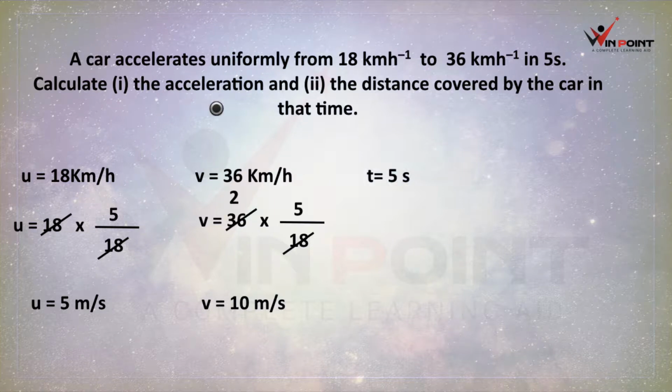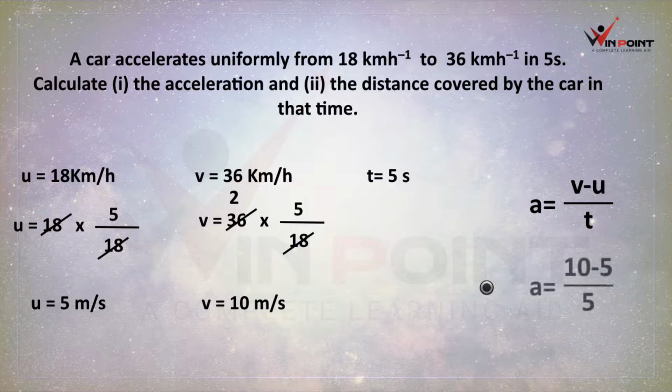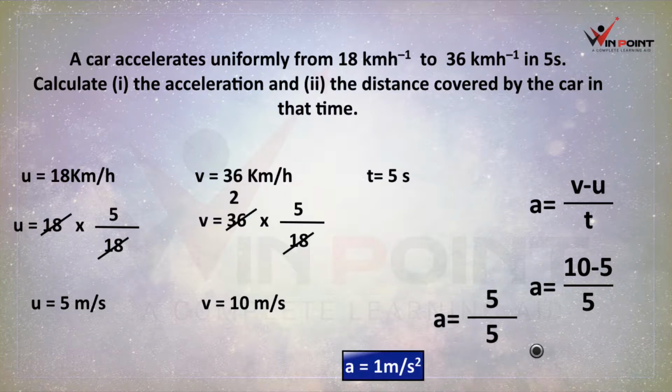How can we find acceleration? The same equation, A is equal to V minus U upon T. Instead of V, we can use 10. Instead of U, we can use 5. Instead of T, we can use 5. Then A is equal to 10 minus 5 by 5. It will be 5 by 5, and acceleration is equal to 1 meter per second square.